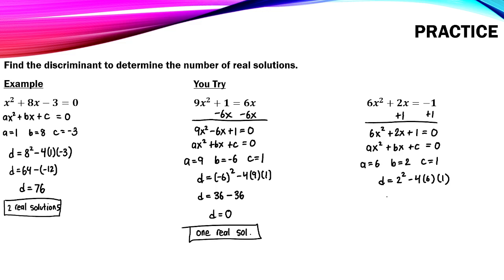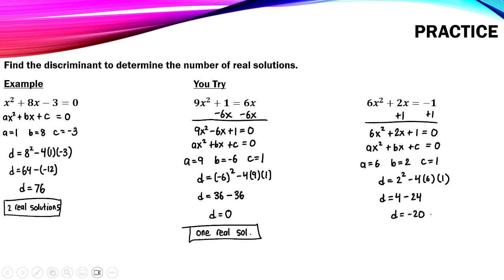And now we're going to combine all of these together. 2 squared is 4. Going to keep the minus sign there. Let's do this part right here. 4 times 6 times 1. 4 times 6 is 24. 24 times 1 is 24 still. So we get 4 minus 24. This ends up giving me 4 minus 24 is negative 20.